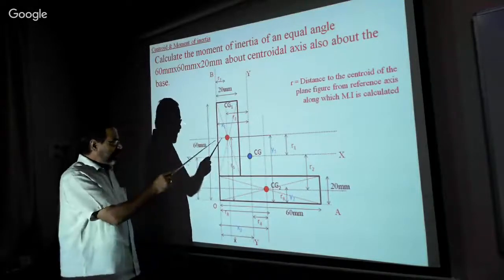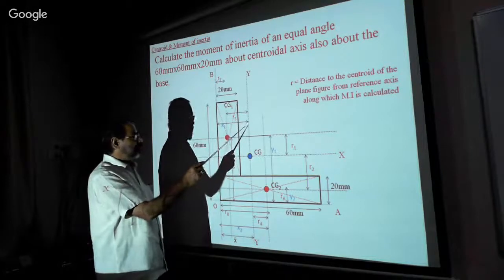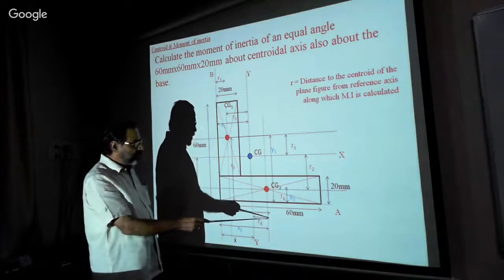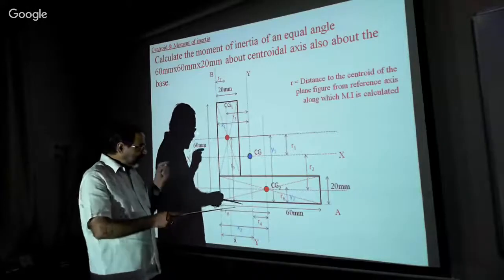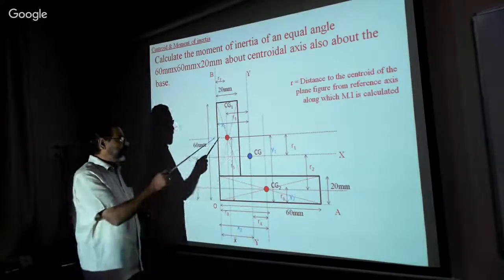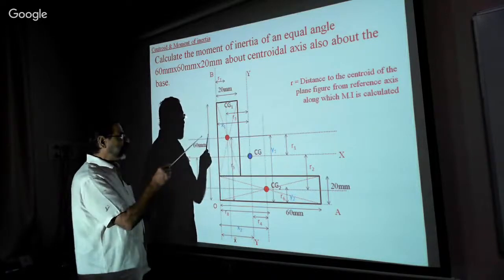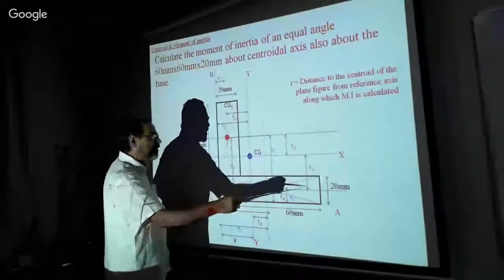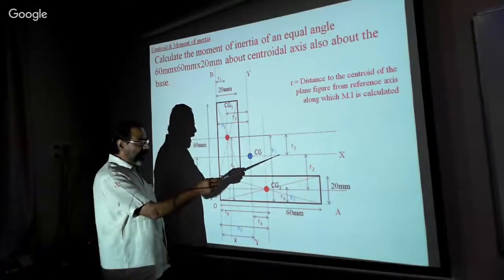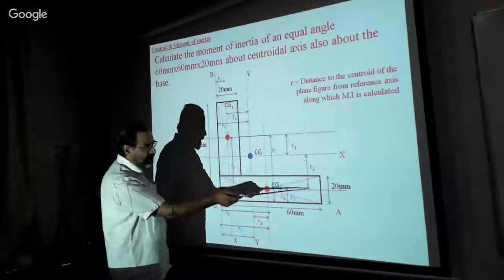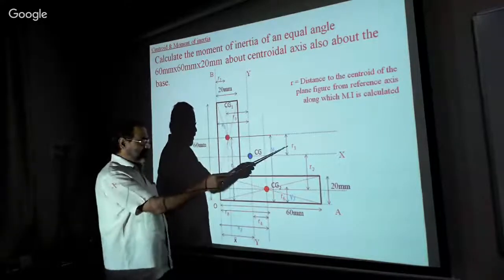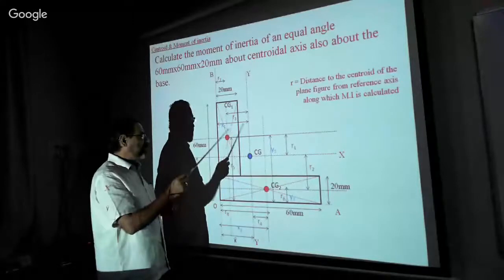Similarly, the distance between the y-axis of the angle section and the y-axis of section 2, I have abbreviated as R4. In the same manner, this is the x-axis of section 1 and this is the x-axis of the angle section, and that distance I have abbreviated as R1. And this is the x-axis of figure 2 and the x-axis of the angle section; the distance between these two I have abbreviated as R2. Please understand clearly, these are the distances R1, R2, R3, and R4.